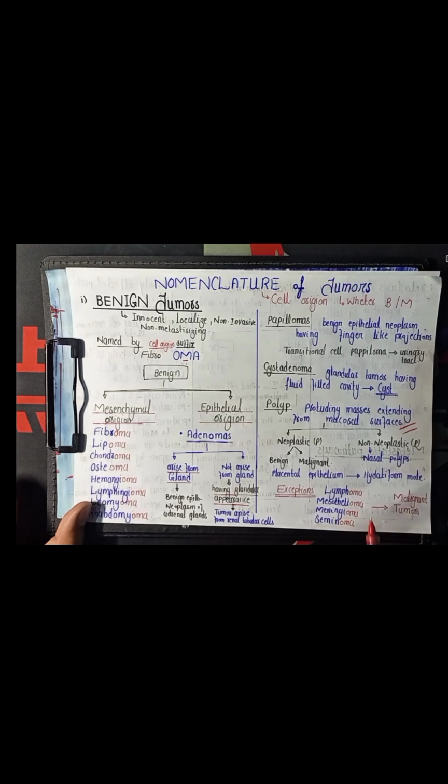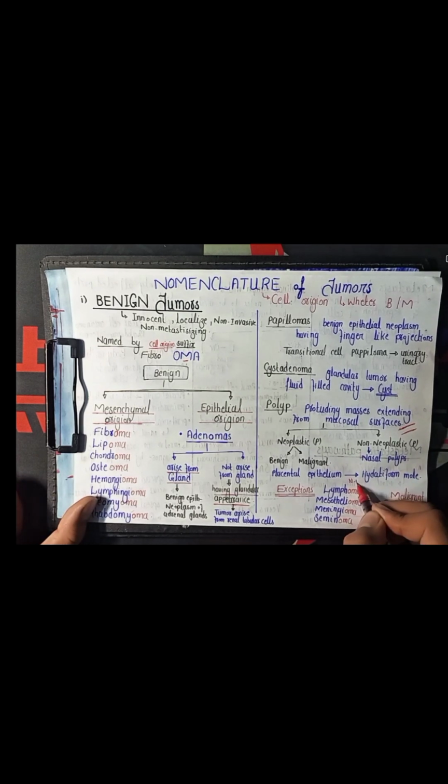Similarly, there are certain exceptions like tumors that end with the suffix oma, but these are not benign, they are malignant in nature, and these neoplasms include lymphomas, mesotheliomas, meningiomas, and seminomas. Though they end with oma, they are malignant in nature. And similarly, the benign tumor that arises from the placental epithelium is known as the hydatidiform mole, and the benign tumor that arises from the neuroectoderm is known as the nevus.